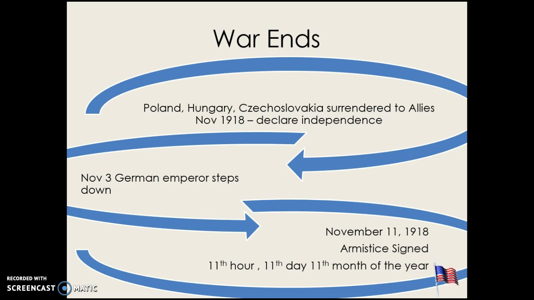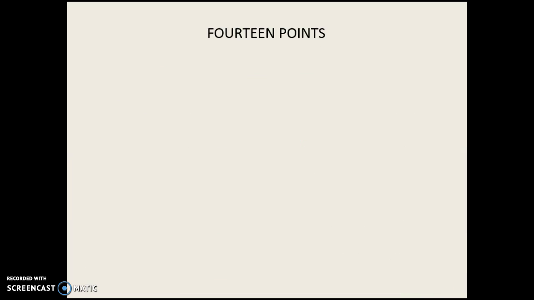Okay, so the war is over. So Poland, Hungary, Czechoslovakia, they surrender to the Allies because they want independence. So they're kind of tired of it, so they surrender to the Allies. And once that happens, the German Emperor knows that it's not going to go well, so he steps down. And on November 11th, on the 11th hour, the 11th day of the 11th month of the year, they sign a ceasefire armistice, and they're later going to work on a treaty. Okay, so that treaty will be the Treaty of Versailles.